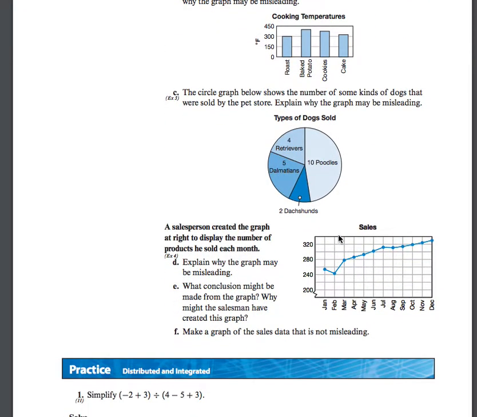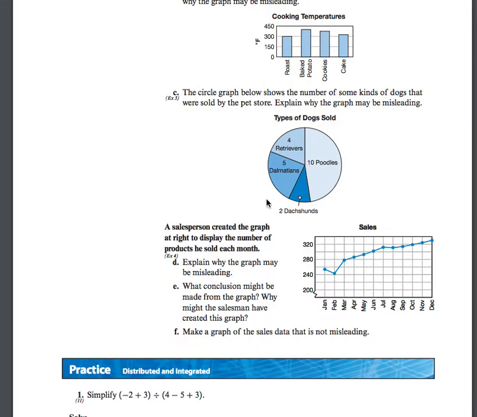Letter C. The circle graph below shows the number of some kinds of dogs that were sold by the pet store. Explain why the graph may be misleading. Hopefully you caught it right there where it says some kinds of dogs, not the total. Anytime it is a circle graph, we're looking at the total types of dogs, or all the different types of dogs, so that there isn't just a certain amount that are represented. It should represent all of them, or the entire total.